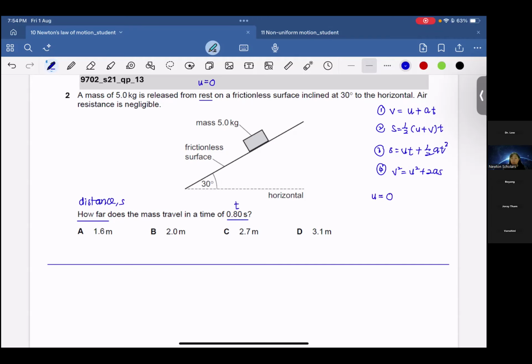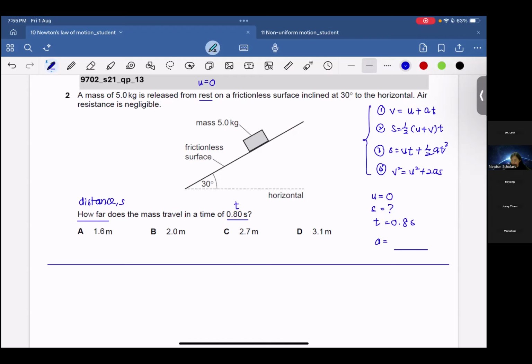Starting is U equals to 0. Then how far we are trying to find, S. Then the time is 0.8 second. Then one more information we can find is acceleration. So right now we are going to find out acceleration first. Before we apply these 4 linear motion equations, we have to find out the acceleration from this question.